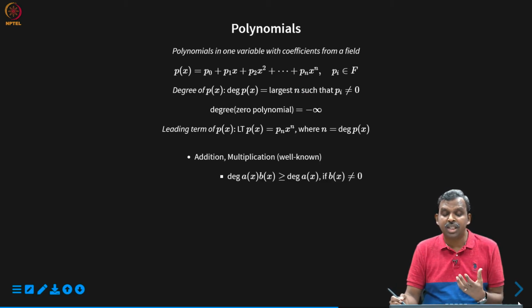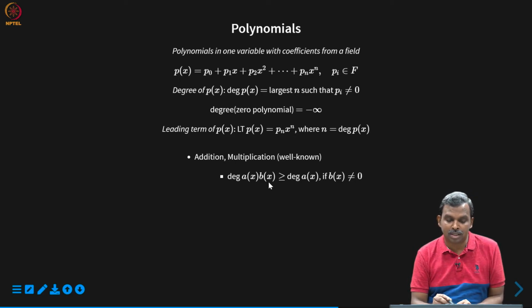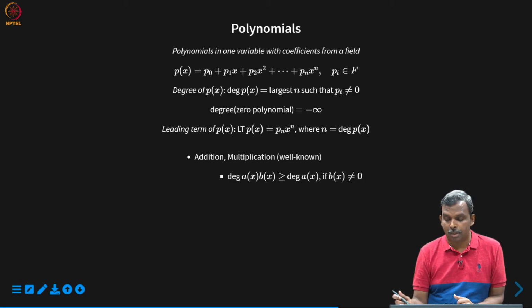Okay. Addition and multiplication of polynomials are very well known. I am not going to go into great detail here. In particular, I want to point out this little result which says if you multiply a of x and b of x, the degree can only go up, right? You cannot go down as long as b of x is non-zero. Of course, if b of x is 0, then the degree does not exist, no? So that's another problem, but generally the degree is going to go up. It's a very simple result of multiplication. Okay. So this is addition multiplication.